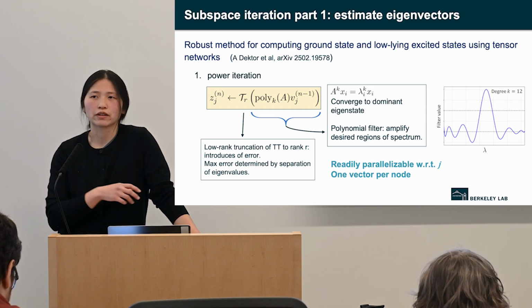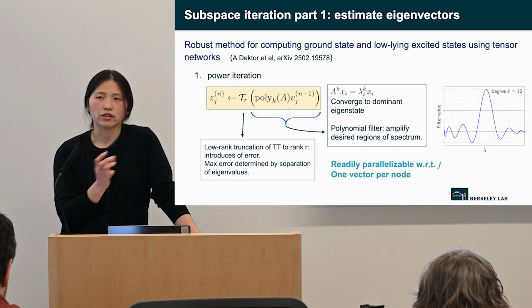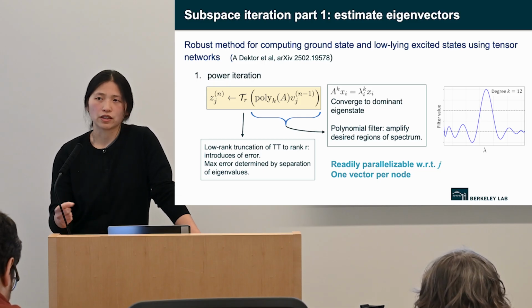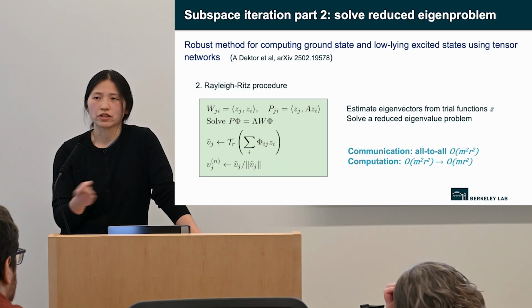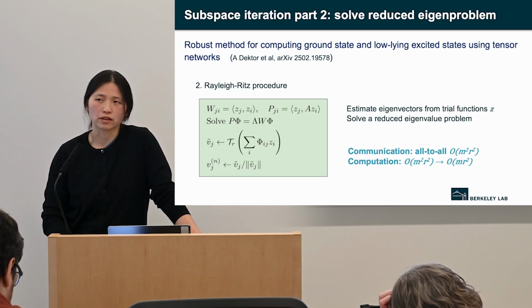Finally, one last thing to point out is that all of these operations act on each of the separate vectors V_j separately. So it's easily parallelizable. We can assign one vector to each process and then compute these in parallel.